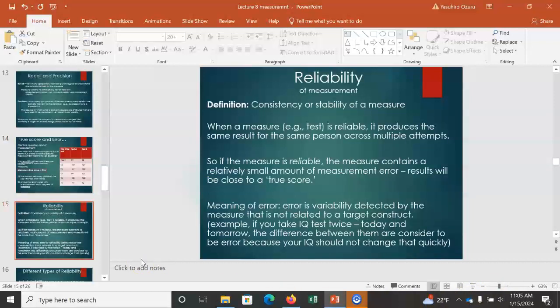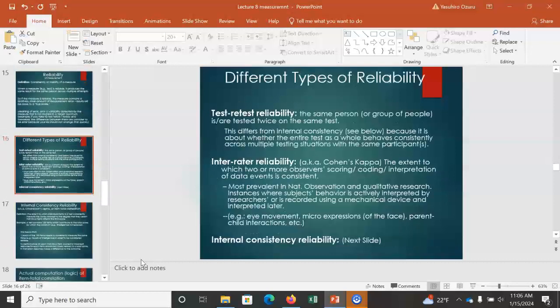So the definition of reliability is consistency or stability of a measure. When the measure is reliable, it produces results that are basically consistent for the same person across multiple attempts. There are many different kinds of reliability because you have different kinds of research situations. So we talk about different kinds of reliability and how they are actually measured.